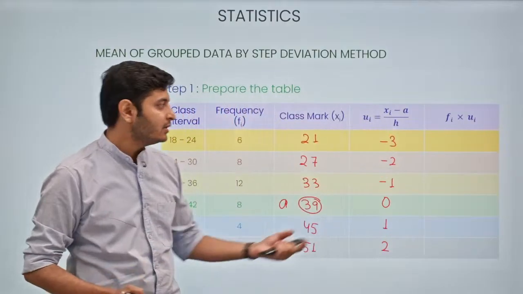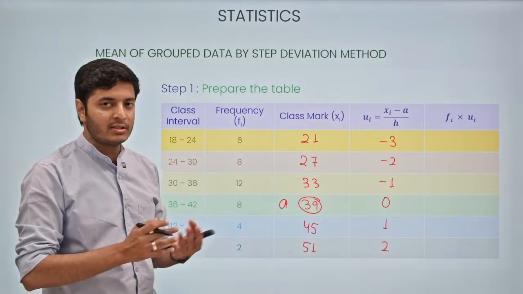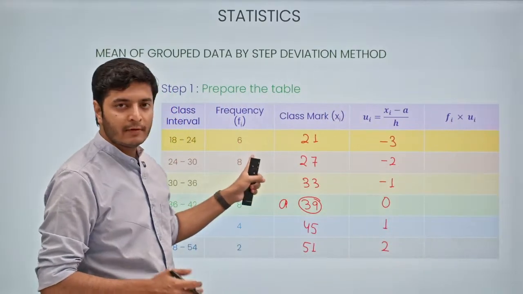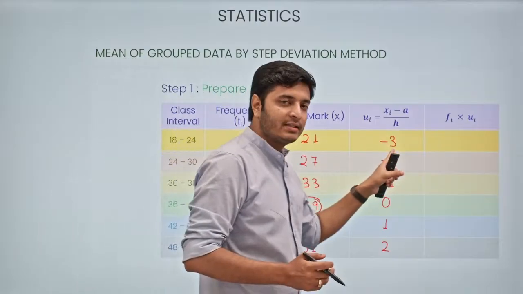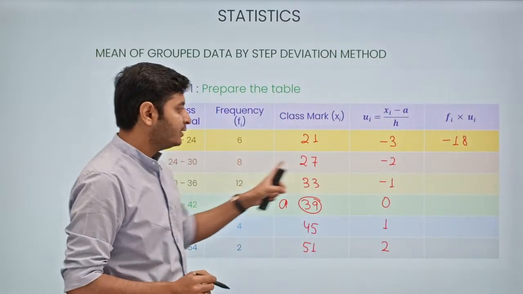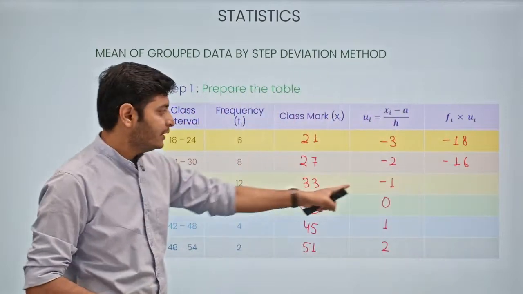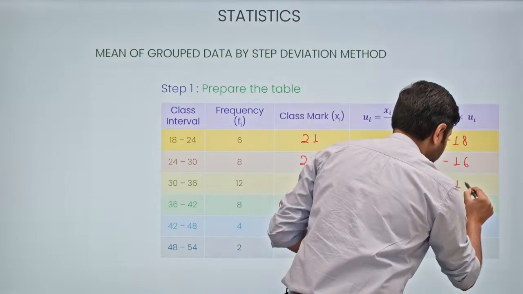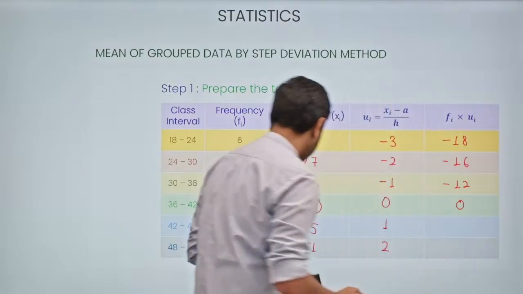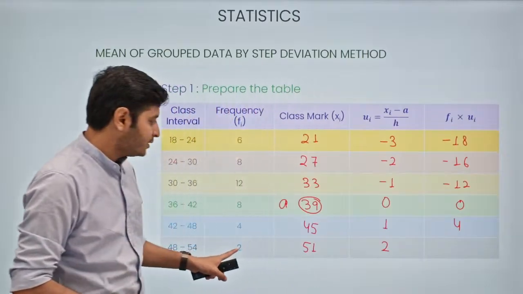So again we are having very small values, so we can easily calculate the next values, no? And what is the next value that we need to find? Fi Ui. So the first Fi value is 6. 6 into minus 3, minus 18. Next value, 8 into minus 2, minus 16. 12 into minus 1, minus 12. 8 into 0, 0. Then 4 into 1, 4. And last, 2 into 2, 4 again.